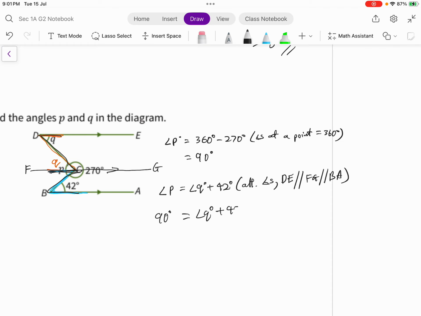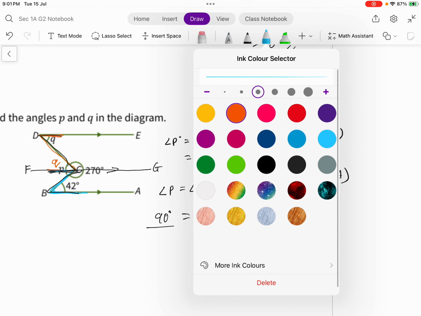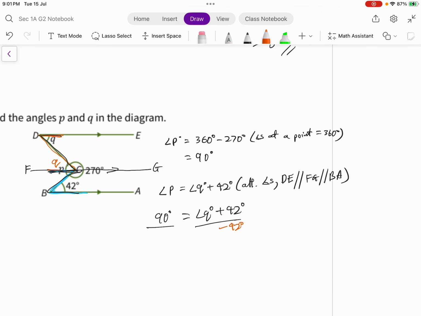Angle Q plus 42. Okay, again our balancing scale. So here minus 42, plus 42. Right? So I'm not going to write this down because this is 0. So I get angle Q, 90 degrees. Oh sorry, this is not plus, this is minus. Minus 42. So from here, minus 42. I'm gonna switch sides. Angle Q equals to 48 degrees.